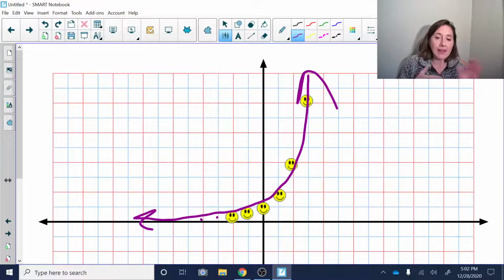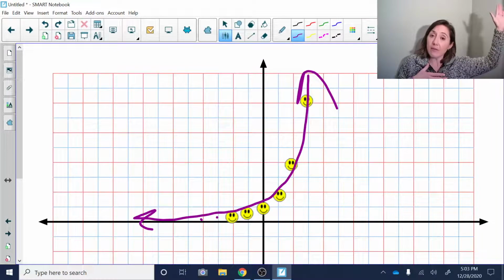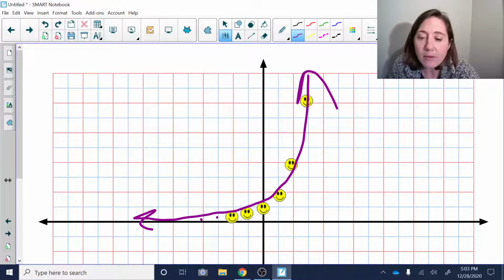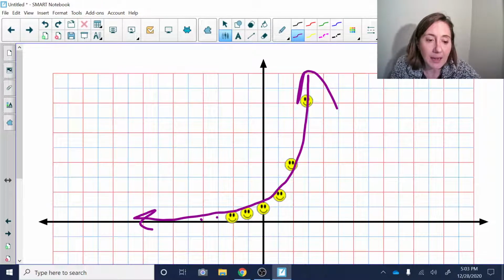So on the right, as I go to the right, what happens to these y values? Well, they skyrocket. They go up really, really fast. Exponential growth means that things are growing very rapidly. Okay, so that's what you see over on the right side.